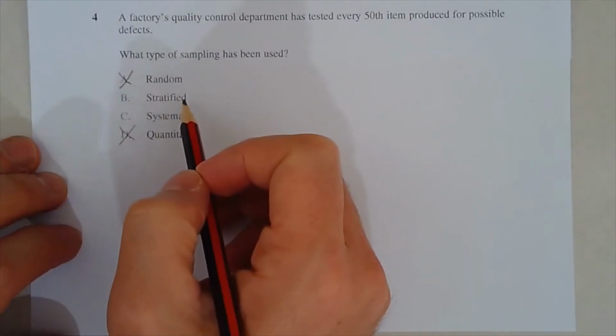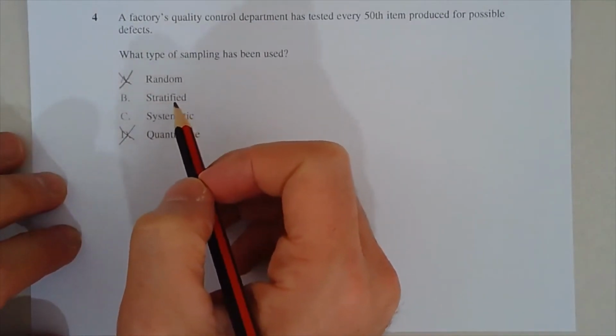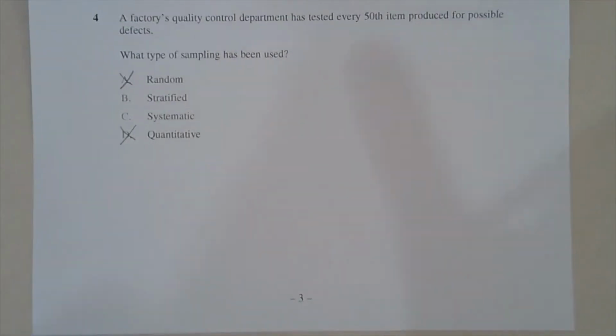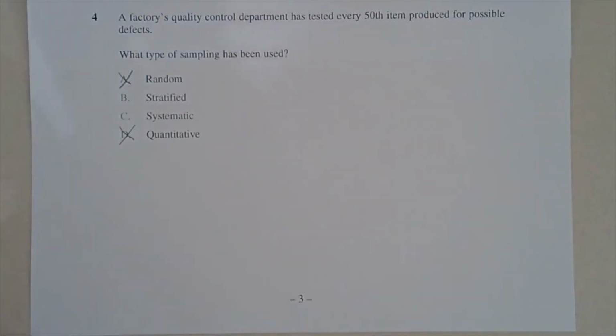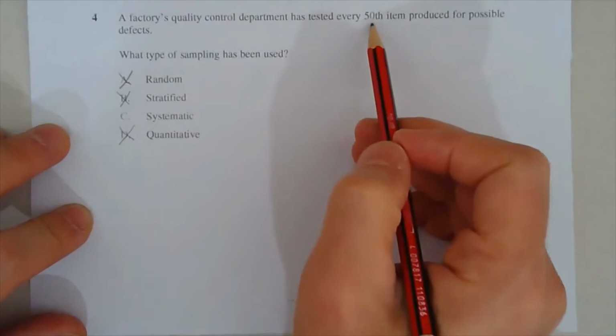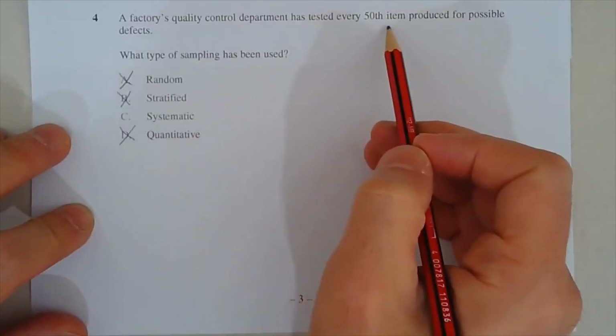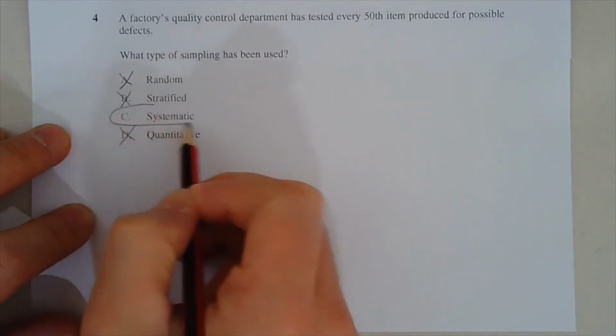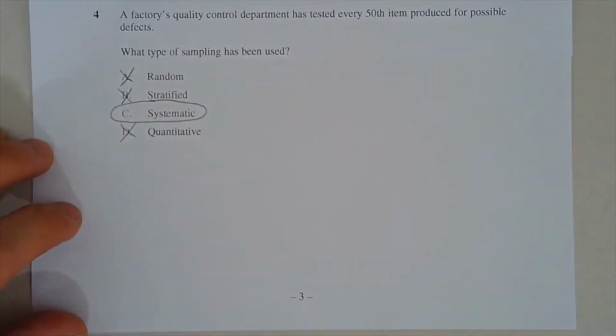Stratified, well, that implies that we're surveying or sampling data from a large group that is composed of smaller groups, such as, for example, year groups in a school. It's got nothing to do with that. There seems to be a pattern here. It's every 50th item. So when there's a pattern in the sampling, we tend to call that systematic. So it's option C.